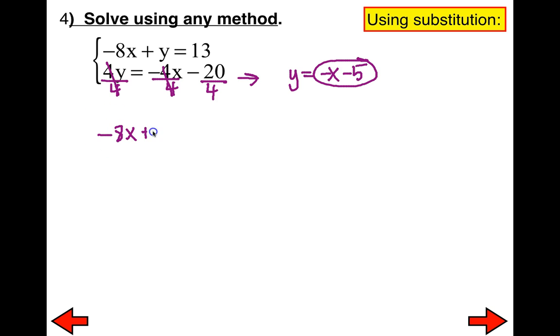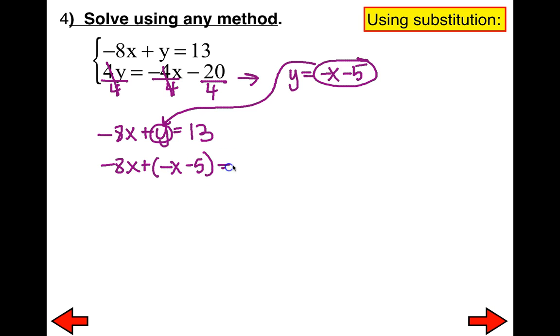Negative 8x plus y equals 13. I'm going to go ahead and take this value and plug it in. So now I have negative 8x plus, instead of y, I'm going to plug in my negative x minus 5 equals 13. So now, since this is just a positive number, distributing it will not matter. If it was any other number or sign, it would. So here, we're just going to go ahead and combine a negative 8x with a negative x, leaving me with negative 9x minus 5 equals 13.